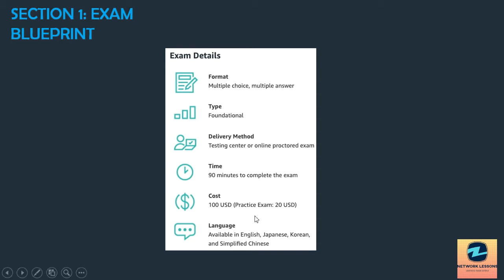And you can also buy some practice exams for $20, even though I don't recommend this, but you can opt for this if you are not feeling confident. But then you can also look for some demo exam on the web to feel confident. And the language that this exam is available in is these. So you have English, Japanese, Korean, Simplified Chinese. Let's move on to the next slide.